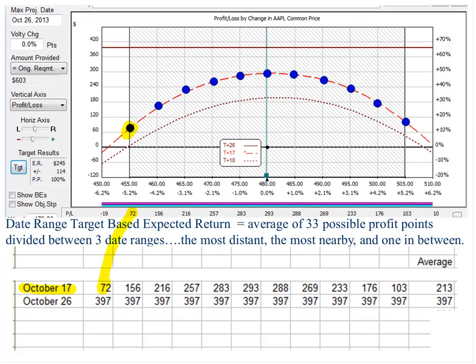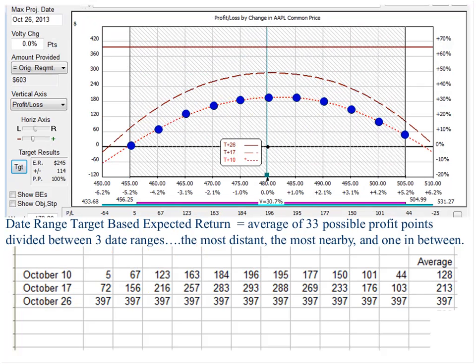Then we have 156, 216, 257, etc., all the way down. So on that date in the future, the average was 213. Now we're going to go to the front part of our box right here, and we're going to run that same analysis. $5, see that? 67, 123, etc.